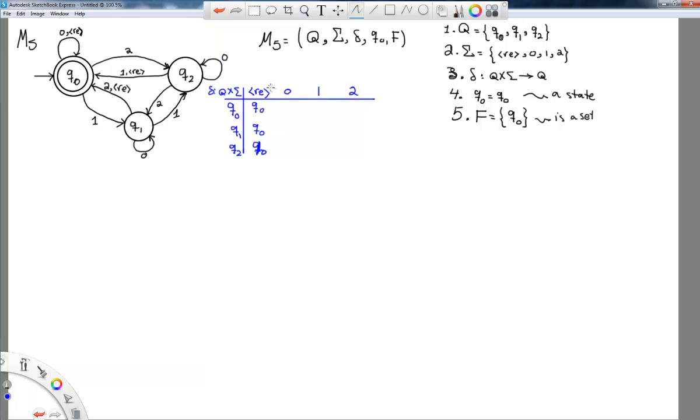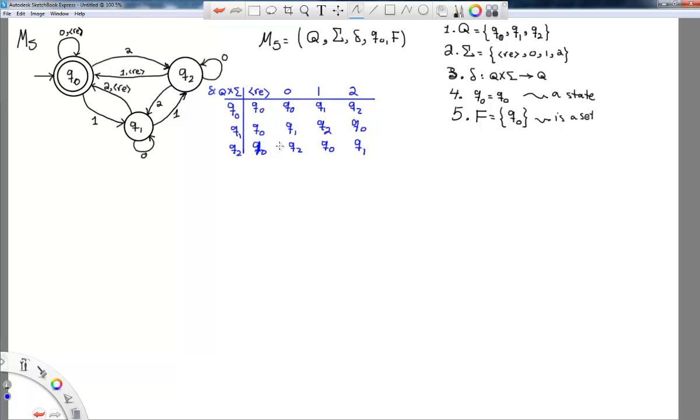So if you're in q sub 0 and you see a 0, you stay in q sub 0. If you're in q sub 0 and you see a 1, you go to q sub 1. And if you see a 2, you go to q sub 2. Q sub 1 with a 0 stays in q sub 1. With a 1, it goes to q sub 2. And with a 2, it goes back to q sub 0. Q sub 2 with a 0 stays in q sub 2. With a 1, it goes to q sub 0. And with a 2, it goes to q sub 1.